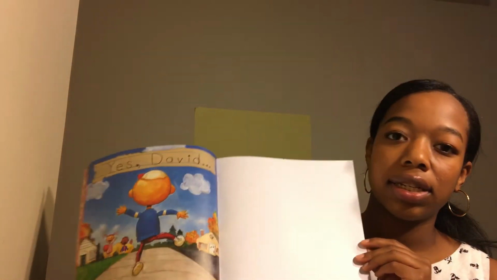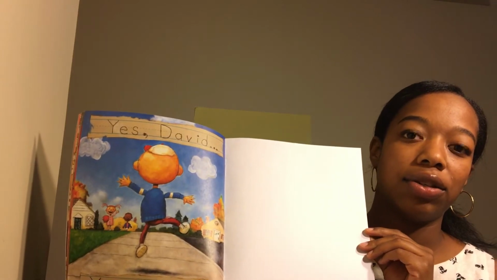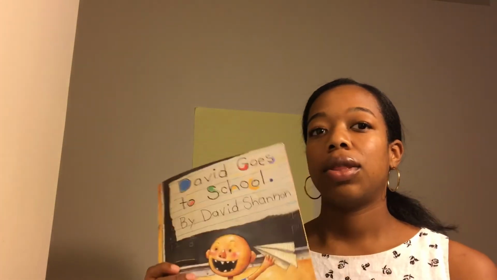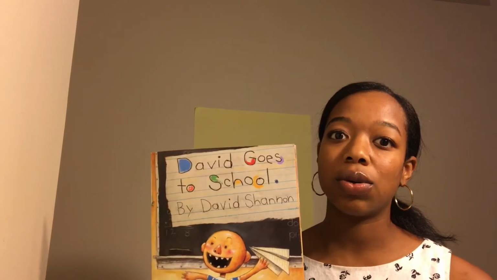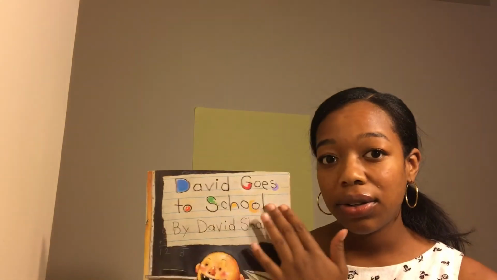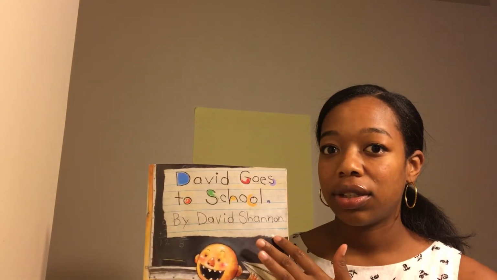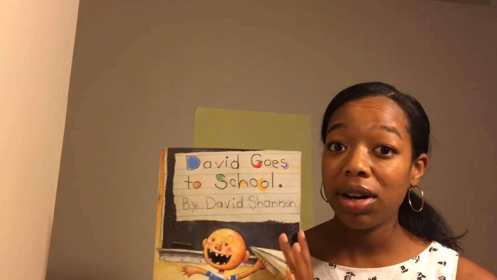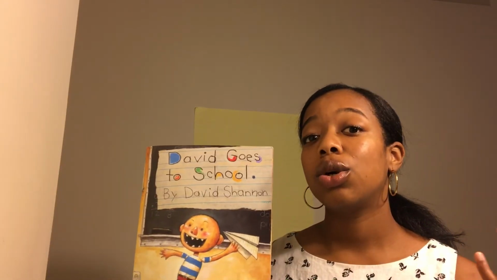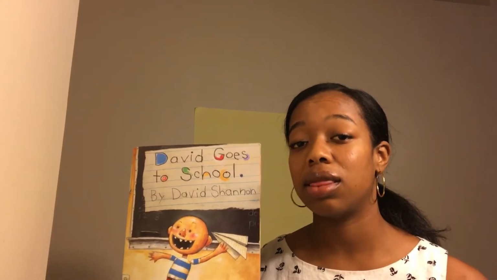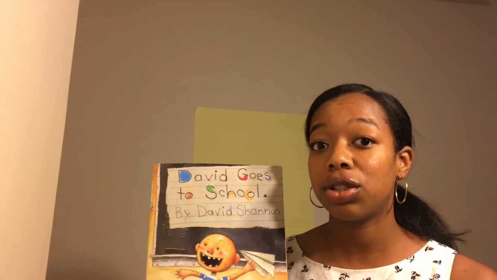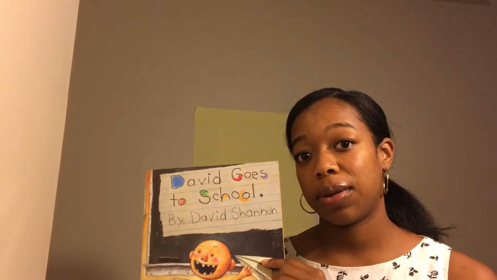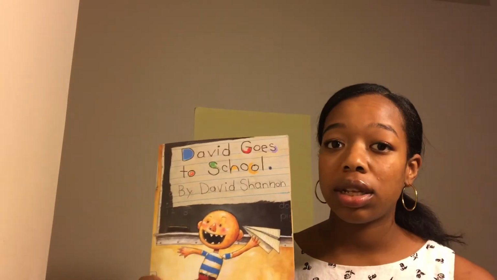And then this is the last page. So there you have it. We're going to be reading this week, David Goes to School. Remember, the title is on the cover page, and it tells you the name of the book. The author is who wrote the words in the book. The illustrator is who drew the pictures in the book. And those are the different parts of the book. That's very important.